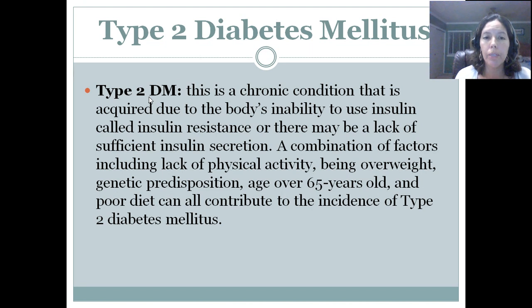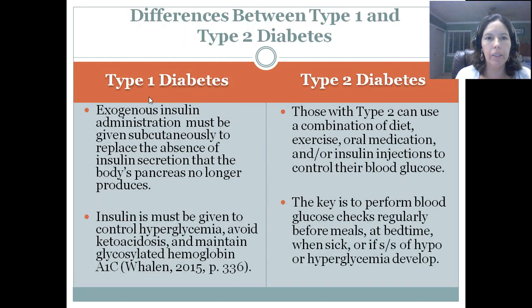Type 2 diabetes is also a chronic condition, which is acquired due to the body's inability to use insulin effectively, called insulin resistance, or there may be a lack of sufficient insulin secretion. A combination of factors, including lack of physical activity, being overweight, genetic predisposition, age over 65 years old, and poor diet can all contribute to the incidence of type 2 diabetes.